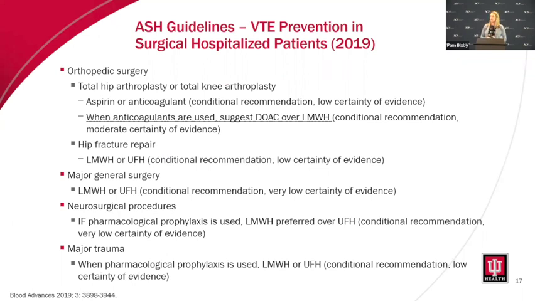total hip arthroplasty and total knee arthroplasty, the recommendation is aspirin or an anticoagulant, and when an anticoagulant is used, the suggestion is a DOAC over low molecular weight heparin. In all other cases, DOACs are not the recommended therapy. So that includes major general surgery, neurosurgical procedures, or major trauma.